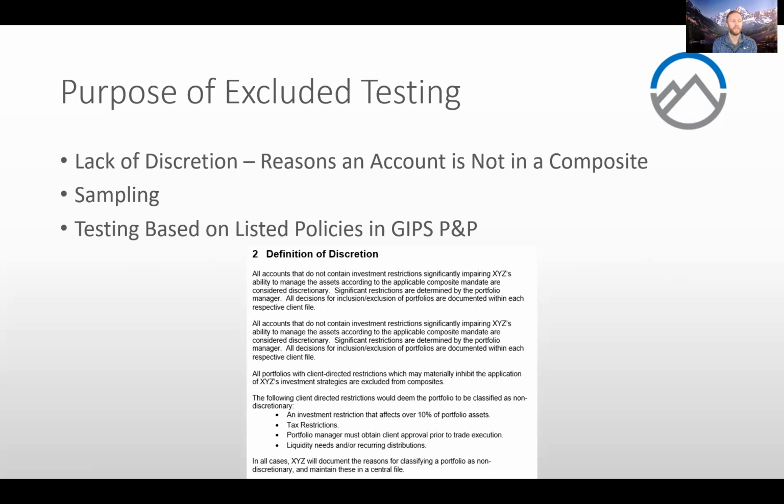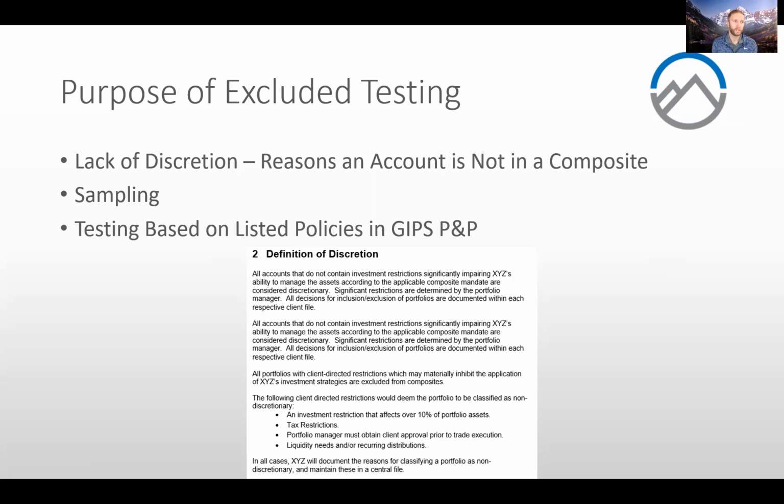The verifier is looking to pull a sample of these accounts, and how they're doing this is taking a list of all accounts that fall within your defined firm, but are not in a composite as of the specific end date, typically end of the year if they're doing an annual verification for your organization.